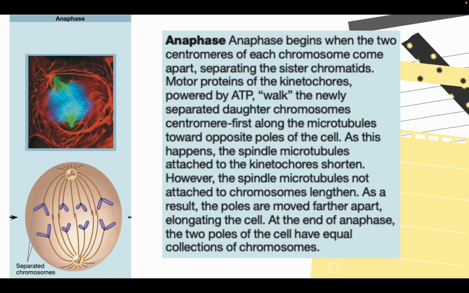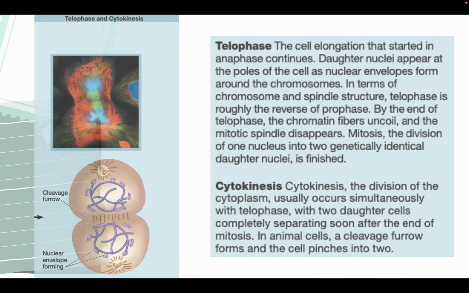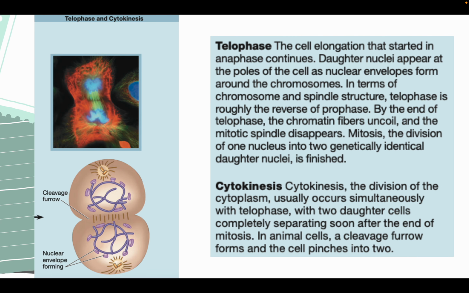And it stretches out to make room for the two new cells. Okay? And after anaphase is the telophase. It is the last act of cell division. What happens in the telophase? Okay, the cell elongation started.